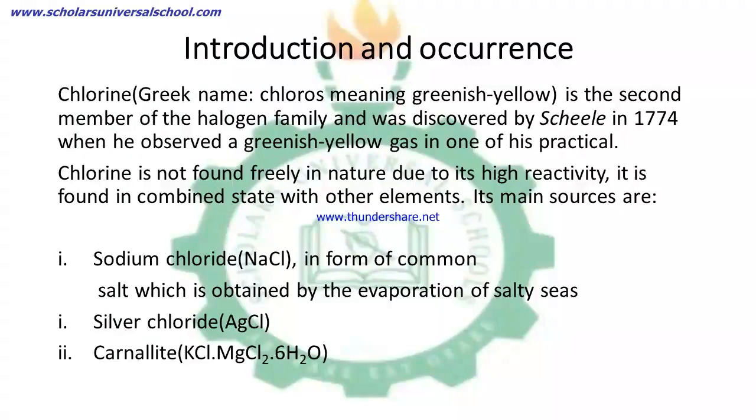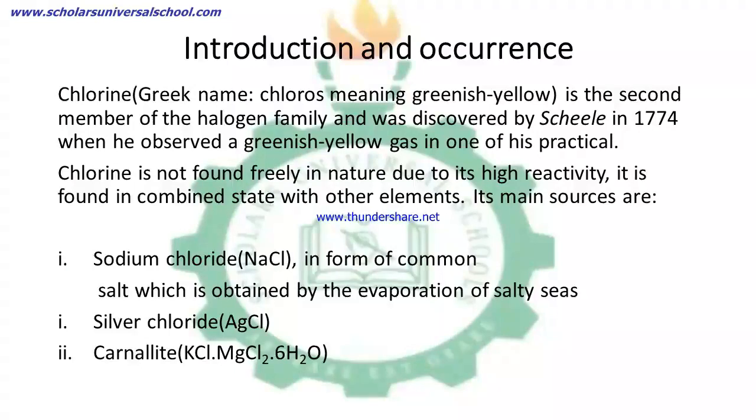Now, to the introduction and occurrence of chlorine. Chlorine is the second member of the halogen family, and its name was formed from the Greek name chloros, which means greenish yellow. Chlorine gas was discovered by Scheele in 1774 when he observed a greenish yellow gas in one of his experiments. Chlorine is not found freely in nature due to its high reactivity, but it is found in its combined state with other elements.